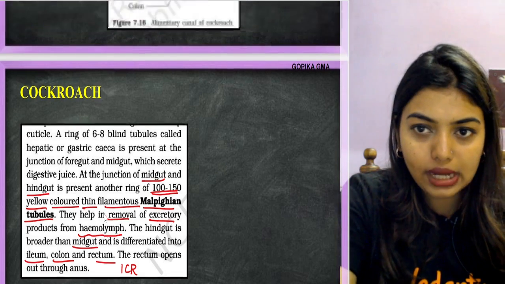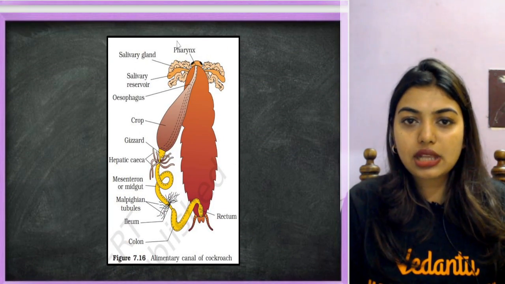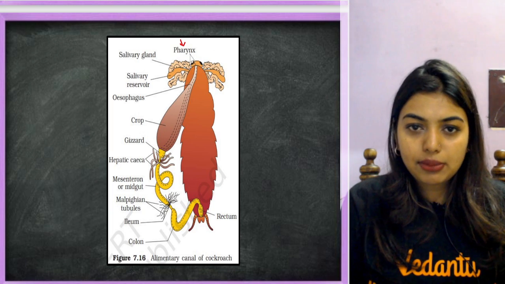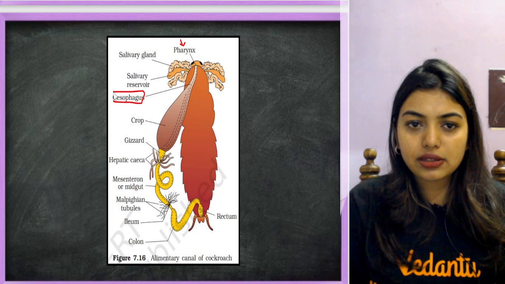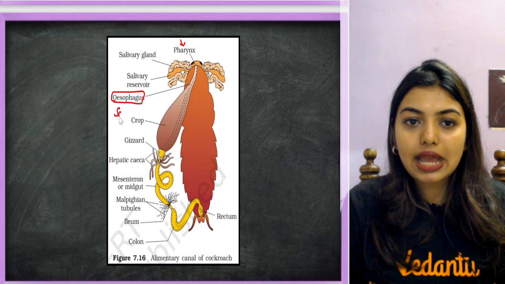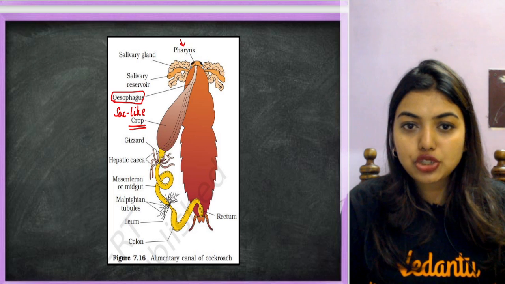Now we will go back to the diagram and see. What did they say, students? The food comes through the mouth into the pharynx, a small funnel shaped structure. From the pharynx it comes into a long tubular structure called the esophagus. From the esophagus it goes into a sac-like structure called the crop. From the crop it goes into the gizzard.